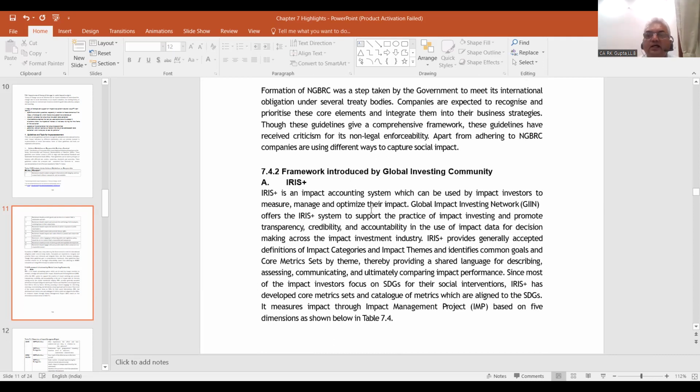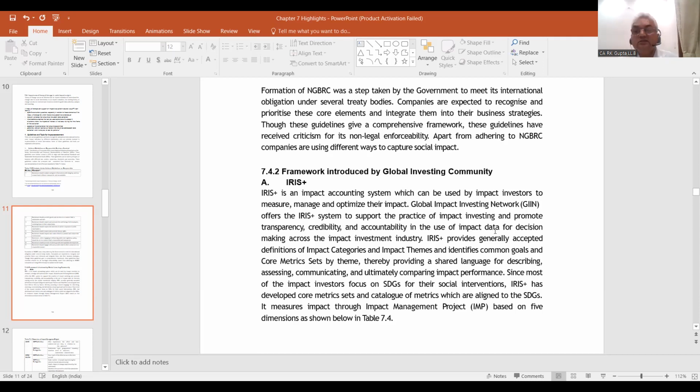IRIS Plus is an impact accounting system which can be used by impact investors to measure, manage and optimize their impact. So Global Impact Investing Network, GIIN, offers the IRIS Plus system to support the practice of impact investing and promote transparency, credibility and accountability in the use of impact data for decision making across the impact investment industry.